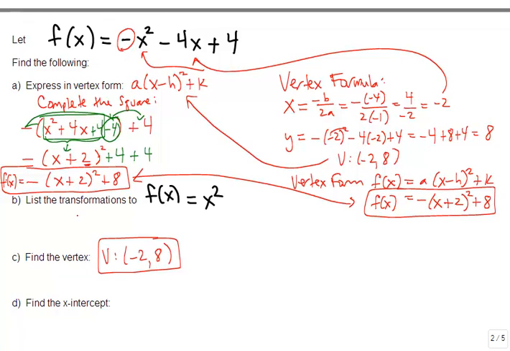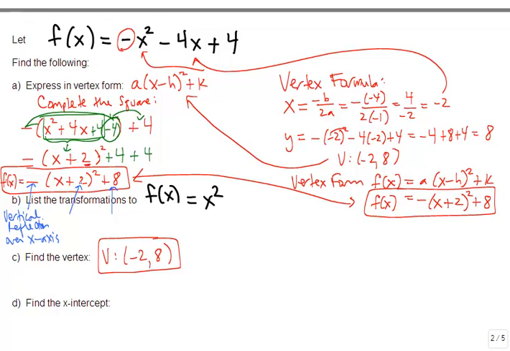If you want to know what kind of transformations are being applied to your function, you need to have it in this factored form. And the reason why is because then you'll be able to see what this negative is doing, what this plus 2 is doing, and what this plus 8 is doing. So a negative on the outside of your function is a vertical reflection over the x-axis. That flips us upside down, which is why this parabola is going to point upside down.